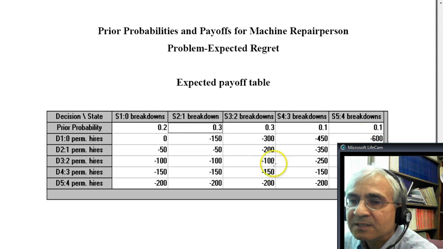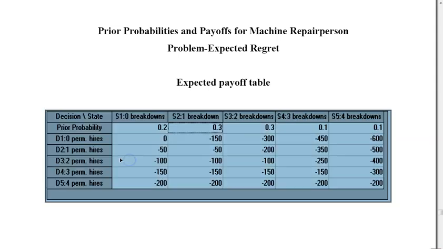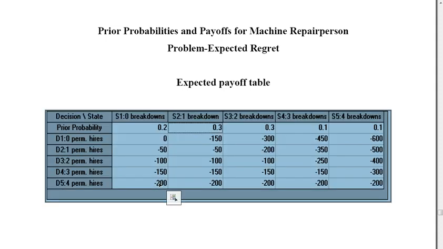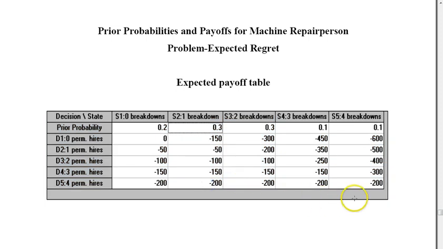So that's negative for cost. Let's do, if I had one permanent hire, if no machine breaks down, it's still going to cost me $50. If one breaks down, it's going to cost me 50. If two machines break down, it's going to cost me 50 plus the 150, so that's negative 200. If three machines break down, it's going to cost me the 50 plus two outside hires, so that's going to be 350, and so on. Of course, if I have four permanent hires, it's going to cost me $200 if I have zero machine breakdowns, or one or two or three or four.